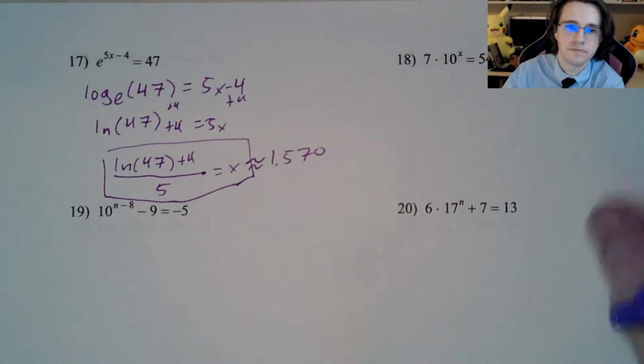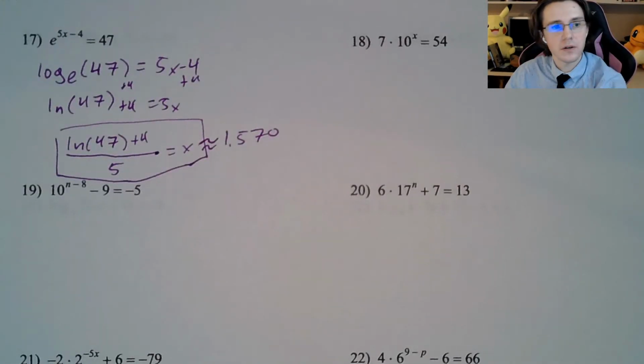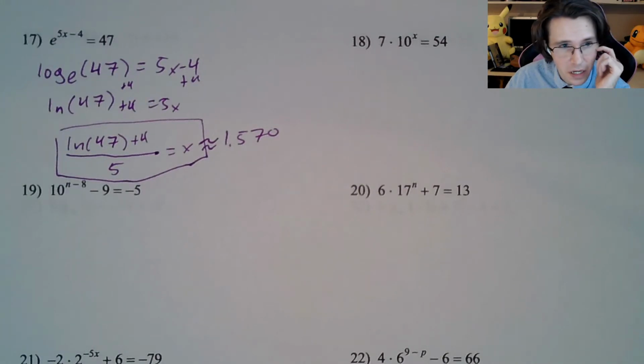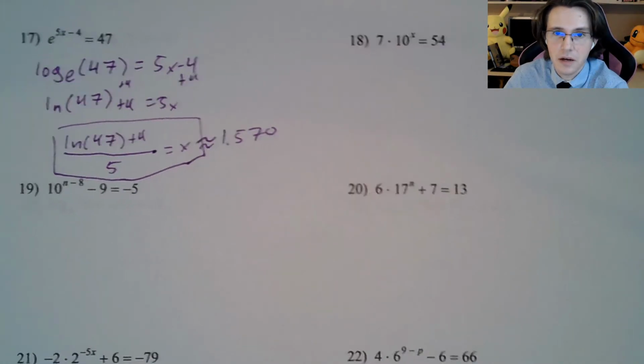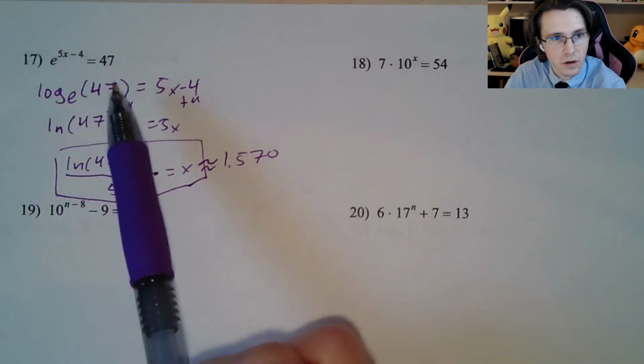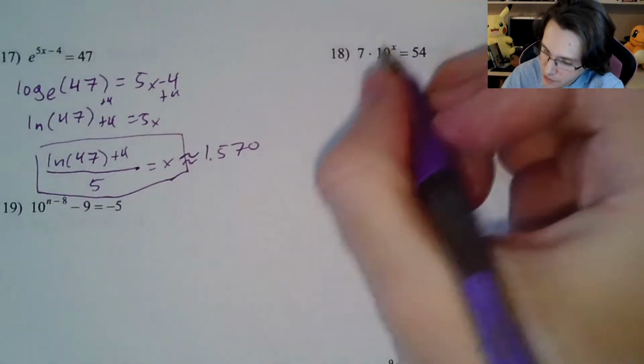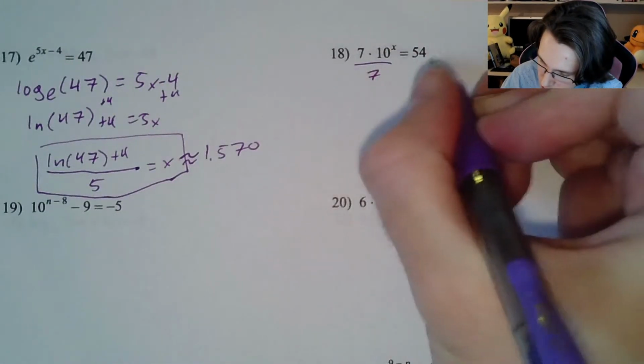And there we go. Number 18 is slightly different. If you're watching this video on Tuesday night or maybe Wednesday night for your Thursday classes, you haven't done questions like this, but in order to get it into our log form, we have to have this 10 alone. We can't have that 7 there. So our very first step here is to divide both sides by 7.